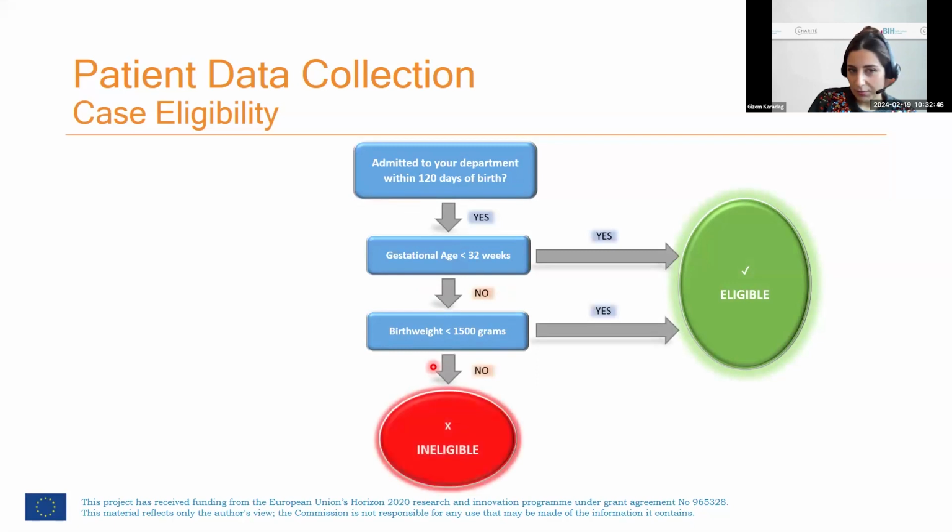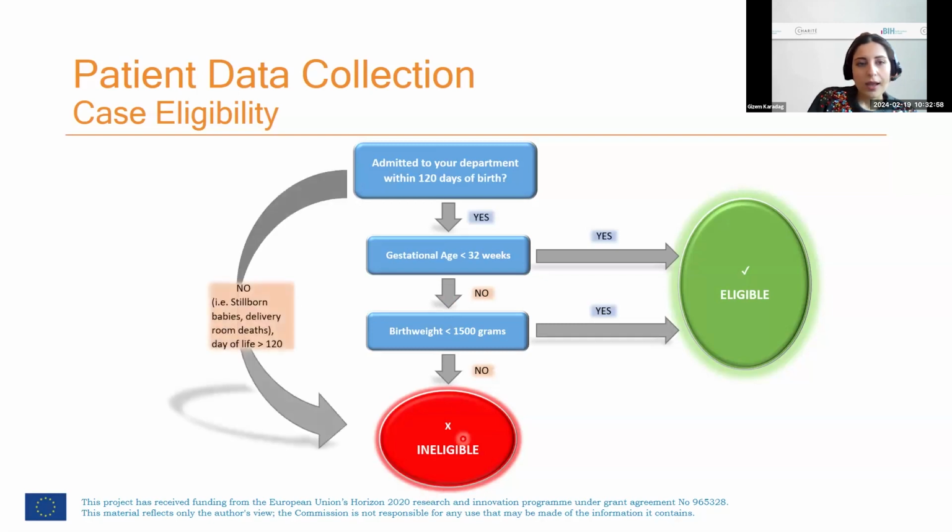If your patient doesn't meet both of these criteria, that's an ineligible patient. You shouldn't submit this patient into the system. Stillborn babies, delivery room deaths, or patients that were admitted to your department after 120 days of life are also ineligible for the NeoIPC surveillance system.